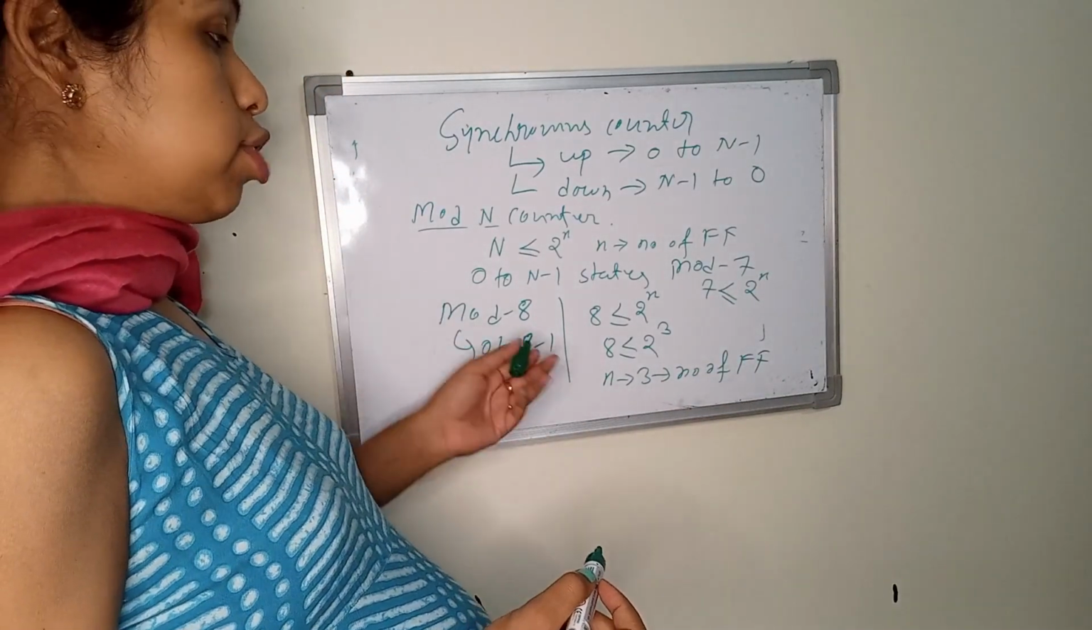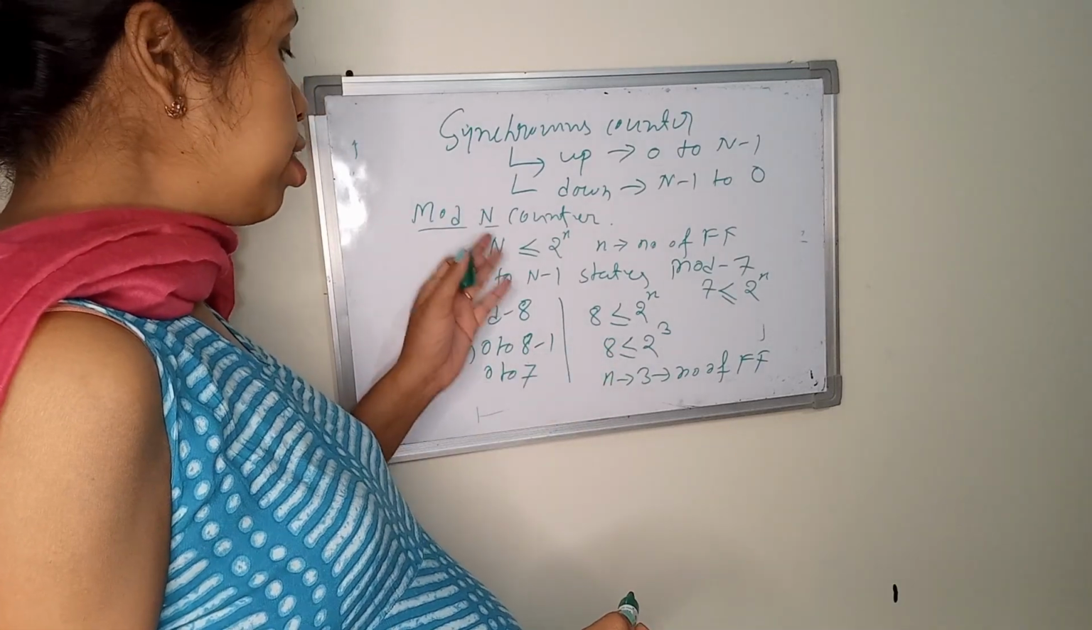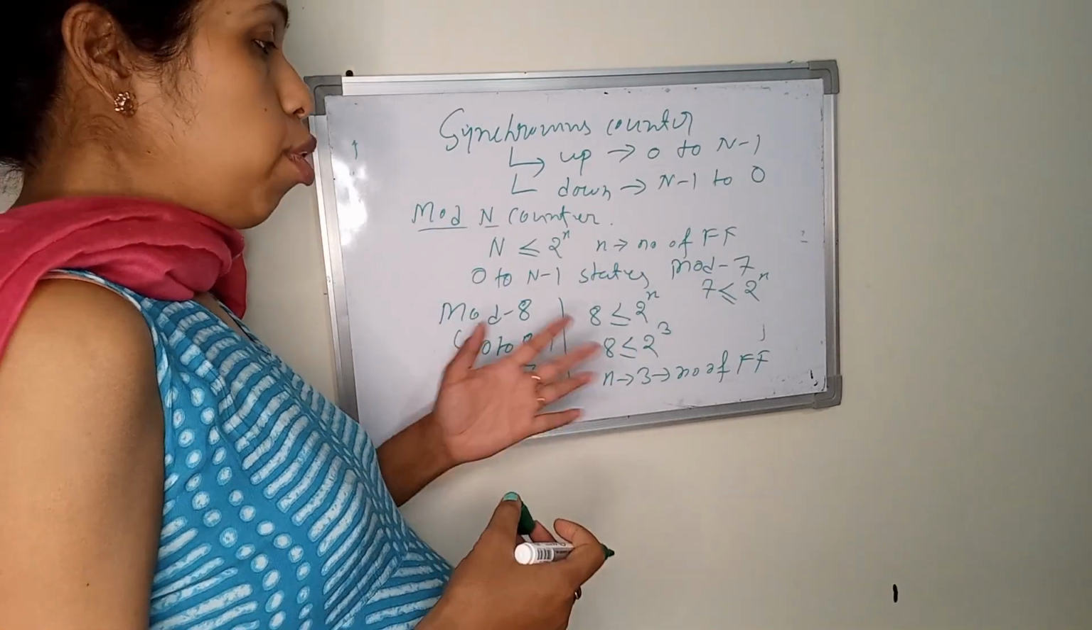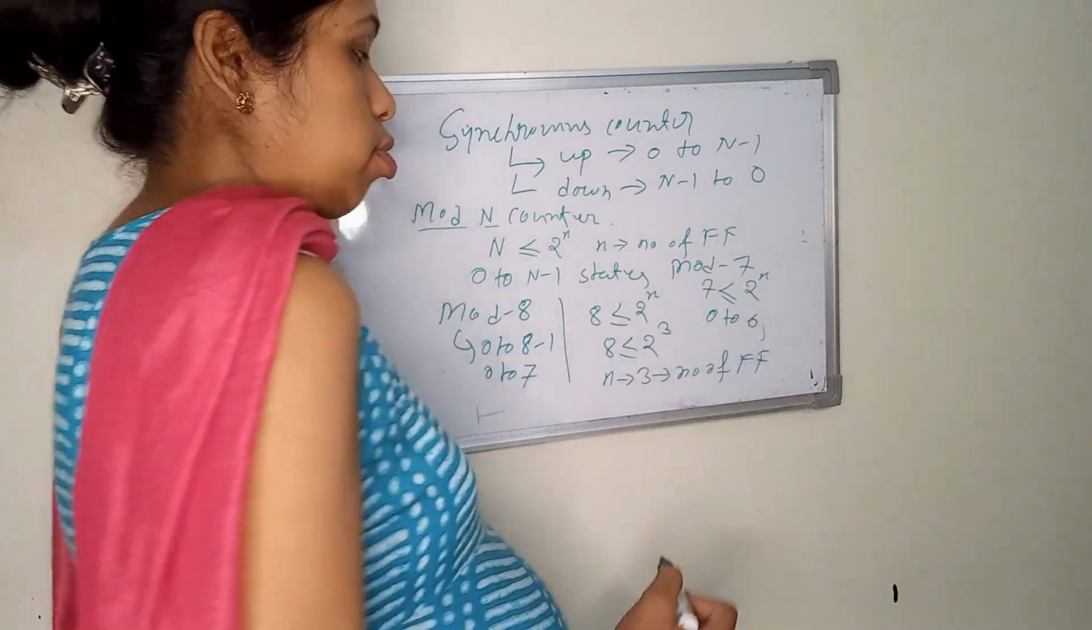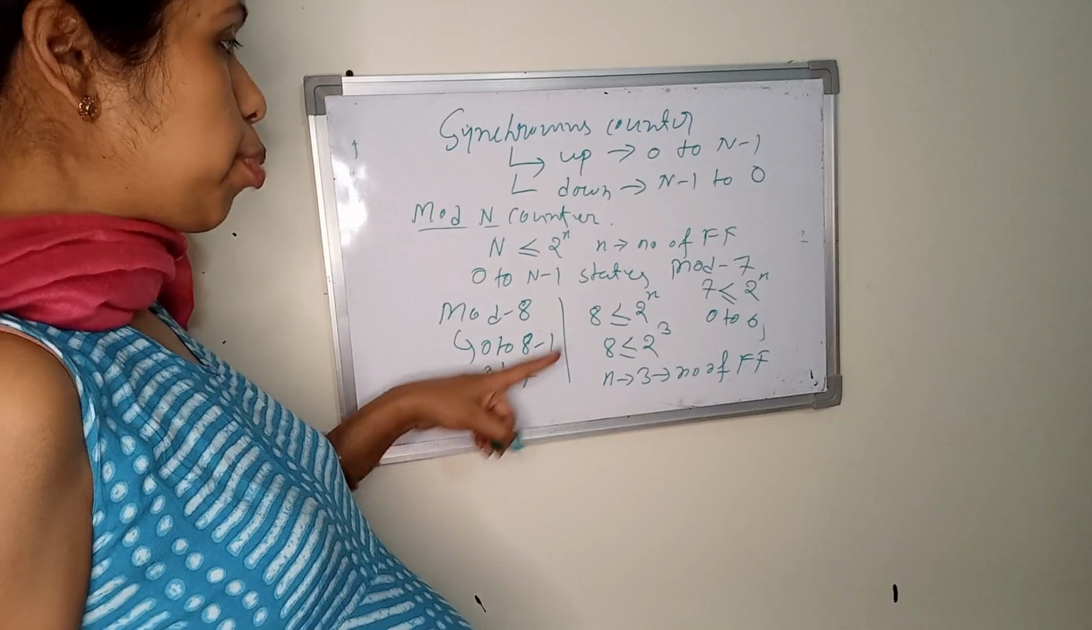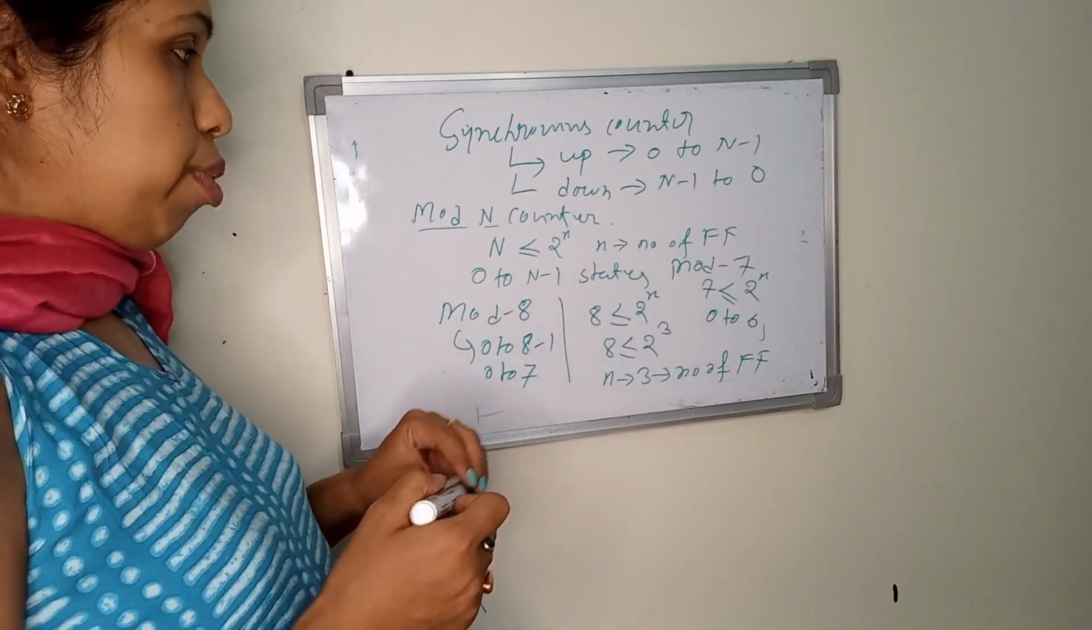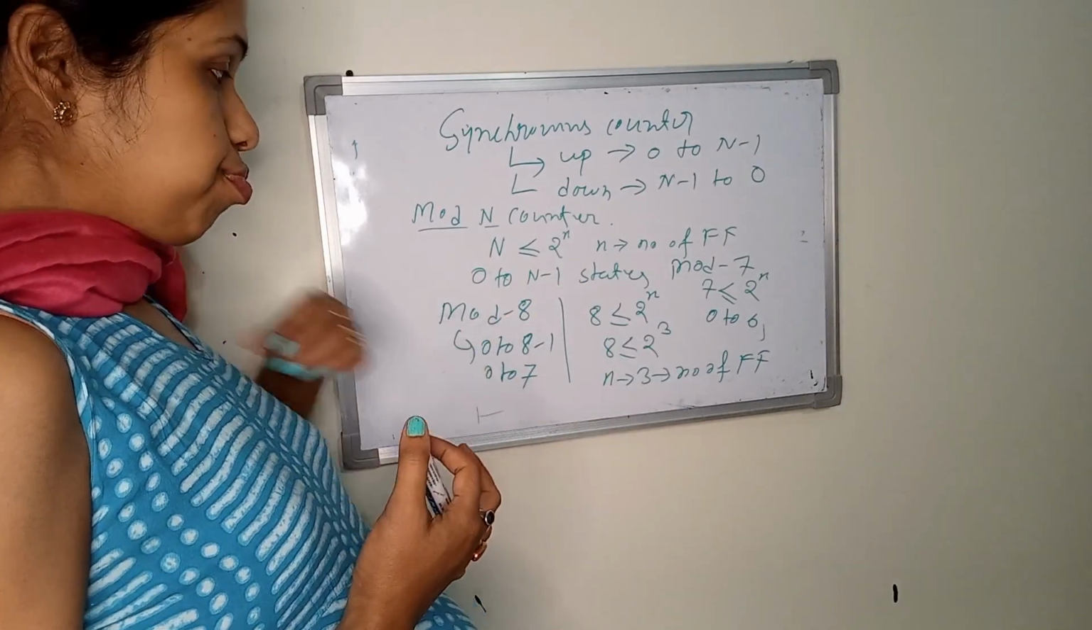In this way, for mod 8 and mod 7, the same number of flip-flops are required, but mod 7 counts the numbers from 0 to 6. Mod 8 counts the numbers from 0 to 7.